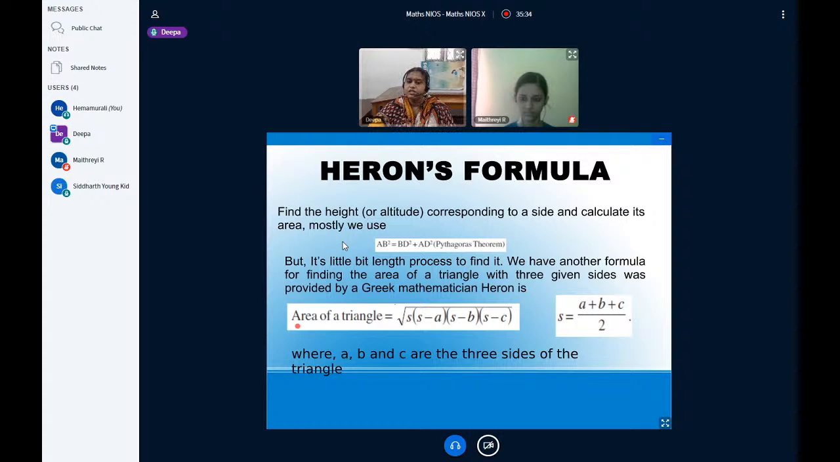The formula to find the area of the triangle is root of s into s minus a, into s minus b, into s minus c. S is the semi-perimeter. To find the perimeter, what should we do? We add all the sides, and to get the semi-perimeter we divide it by 2. A, B, C are the three sides of the triangle. Clear? Any doubts in Heron's formula? Okay. Next.